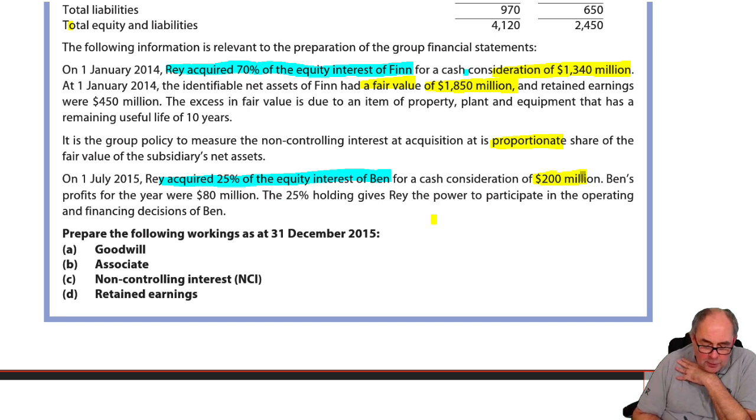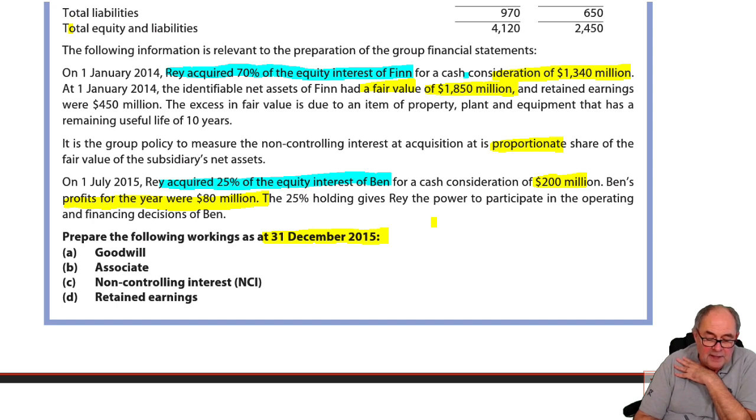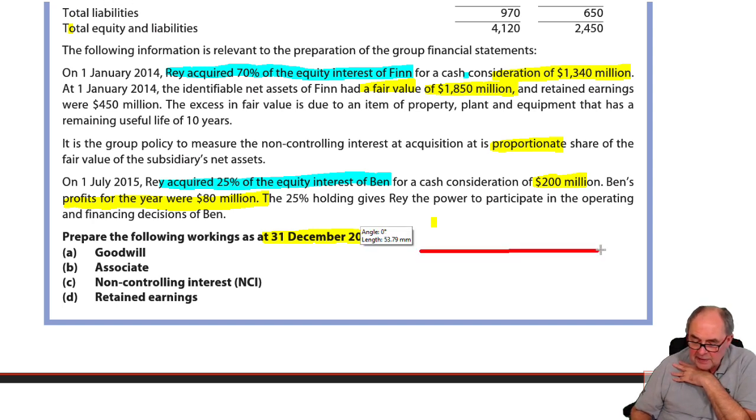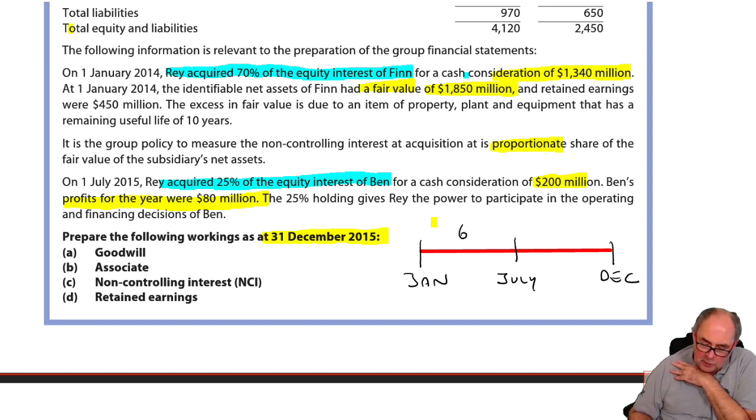The only thing I know are the profits for the year. Now the year ended is the 31st of December 15. We bought this company halfway through the year. So the year ran from January to December. I bought this company on the 1st of July. So you know there are 6 months before, 6 months after. So post-acquisition profits will just be for the last 6 months.